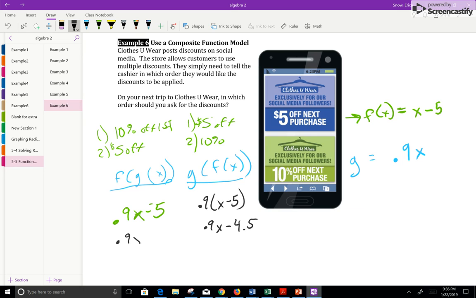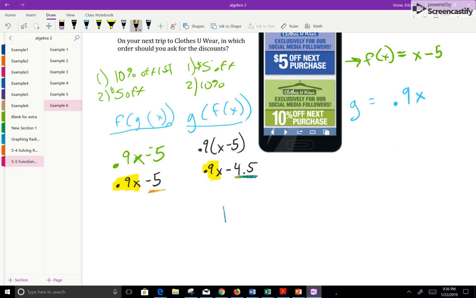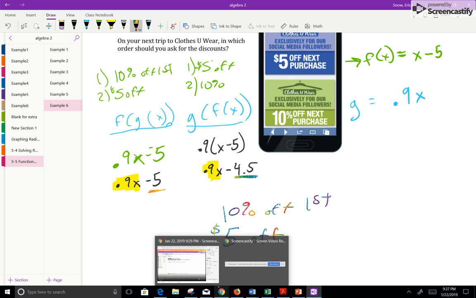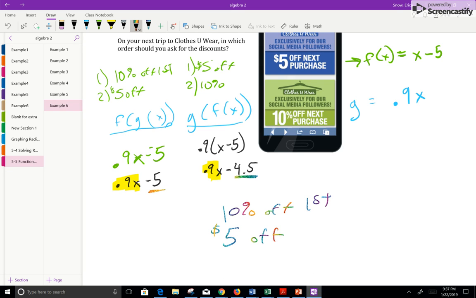Now, if you look at these two equations, the f of g of x and the g of f of x, which one is giving you the bigger discount? Well, this part of the equations is the same. But then at the end, you're taking $5 off versus here at the end, you're only taking $4.50 off. So your better bet is to have them take the 10% off first and then the $5 off. And you guys say that math does not have real life applications.